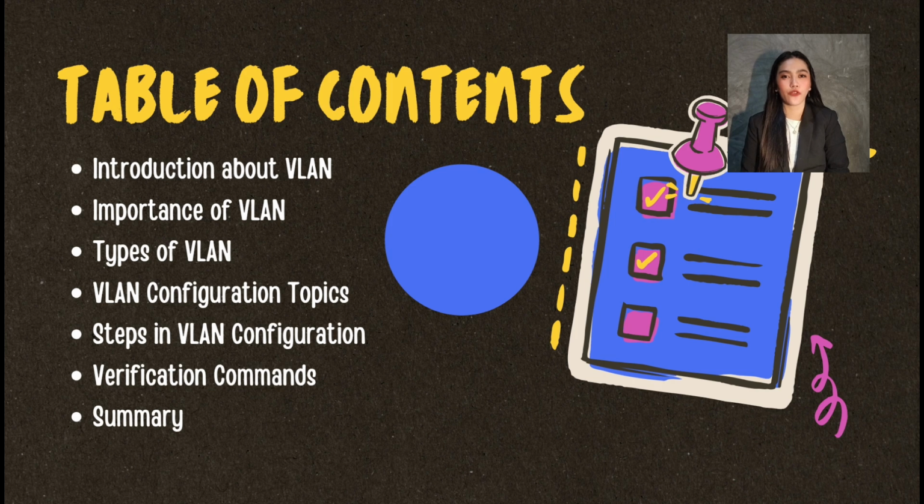This presentation will cover the following: an introduction about VLANs, what they are, and why they matter; the importance of VLANs and their role in improving security and efficiency; different types of VLANs commonly used in networking; and VLAN configuration basics, understanding access ports, trunk ports, and tagging. And we have step-by-step VLAN configuration commands, verification commands to ensure VLANs are properly set up, and finally, a summary to conclude our discussion. Now let's start by understanding what a VLAN is.